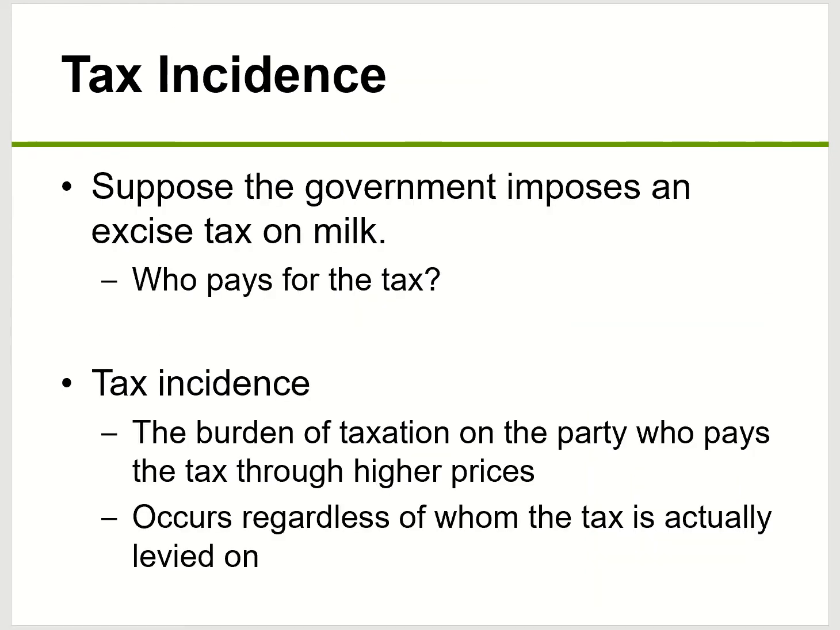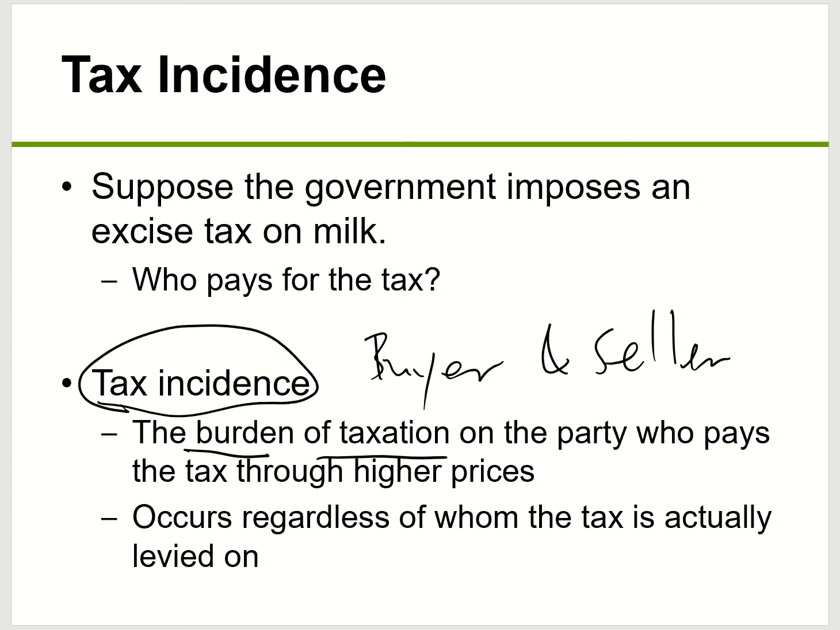So first, know what a tax incidence is. Tax incidence is basically the burden of tax that a party has to pay. These parties are the buyers of the good and the sellers of the good. So the tax incidence is how much of the tax burden will be on the buyers and sellers. That's called tax incidence.